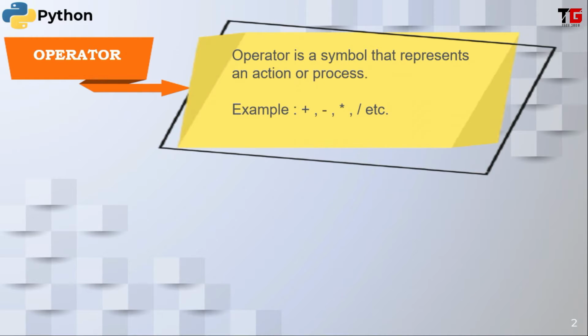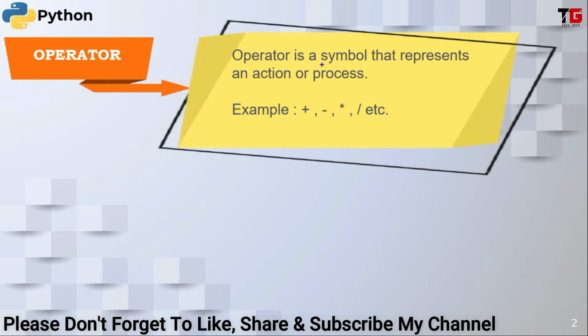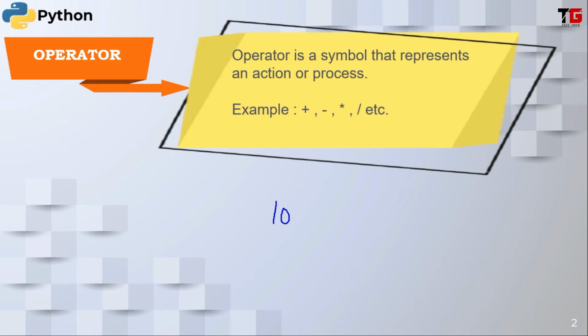Friends, first of all we have to understand the meaning of operator. Operator is a symbol that represents an action or process. It means operator is a special symbol that has a predefined meaning and that meaning never changes. For example, if I say 10 plus 20, here plus is an operator. It has a fixed meaning. It means we have to add both the values. So plus sign means add the values. So this is an operator. In the same way we have minus, multiply, divide. All these symbols are known as operators.